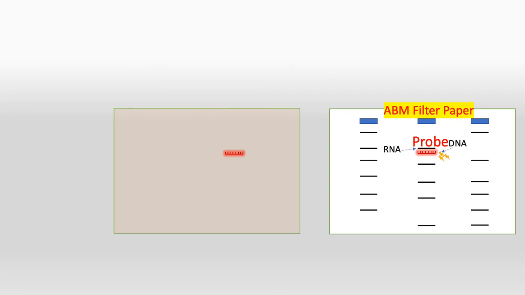And remember that in northern blotting, RNA-DNA hybridization works, in which the probe is DNA and it interacts with the targeted RNA. So this is how the whole northern blotting process works.